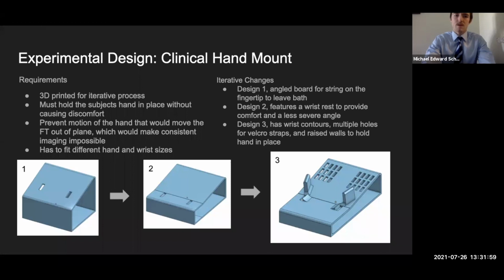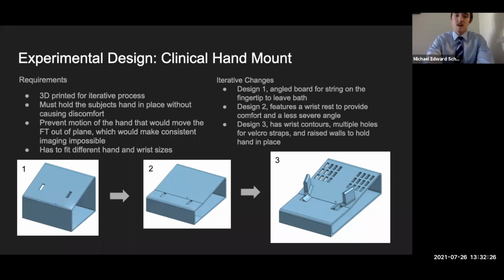Some requirements for this are that it should also be 3D printed to allow for an iterative process, as with the transducer holder. It must hold the subject's hand in place without causing discomfort. It must prevent out-of-plane motion that would ruin ultrasound image sequences, and it has to fit different hand and wrist sizes. As for some iterative changes made on these designs, the first one was just an angled board to let the string attached to the fingertip to the force load go out of the water.